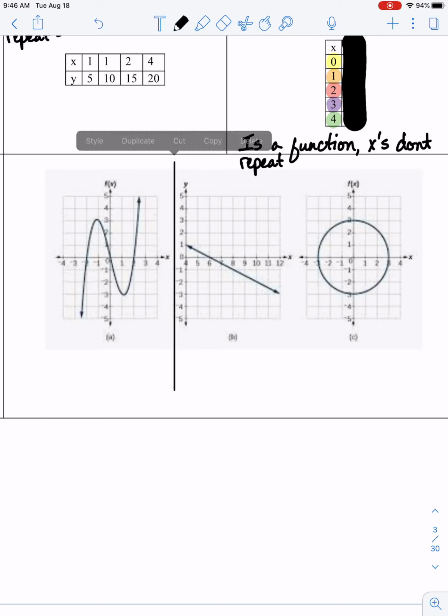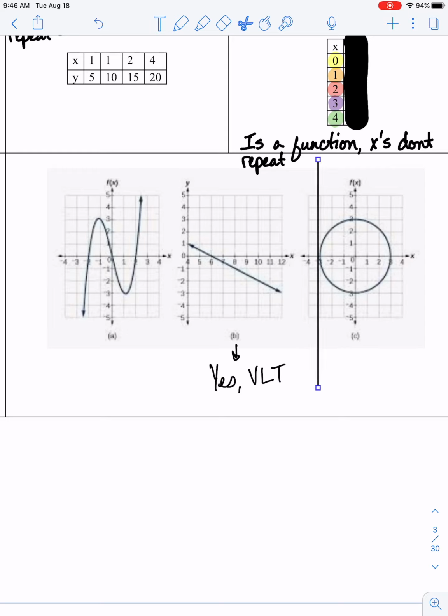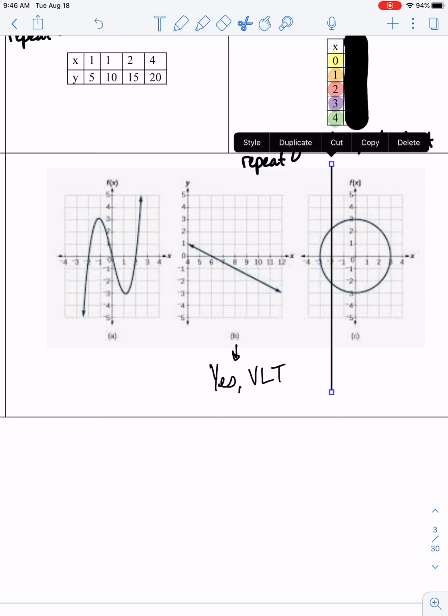So B, yes, it's a function by the vertical line test. And I'll also do C. So C, if I come over here again, go left to right, I can clearly see right here that it fails the vertical line test.